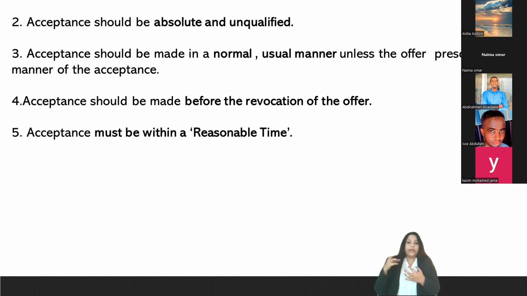And if the offerer mentions a particular way that acceptance has to be communicated, it has to go in that particular manner only. For example, if the offerer says, you will have to send a fax to me, that means it is a fax. You cannot send it by email. I mean, you can send it, and in case he approves of it, it is fine.